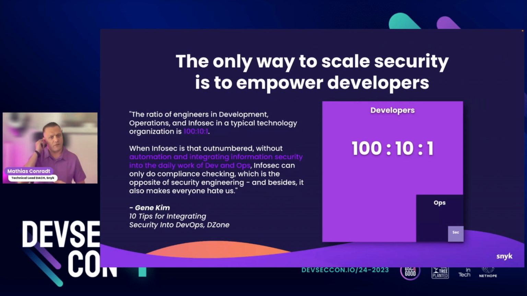Now, the only way to address security is actually to empower developers. This is our philosophy at Snyk as a vendor coming from the security space. We want to empower developers. The reason for this is the ratio: in a modern technology company, we might have 100 developers. For these 100 developers, we might have only 10 ops people in place. And for these 10 ops people, we might have one security person in place.